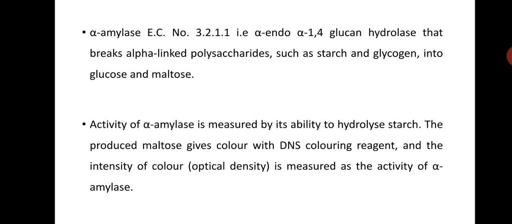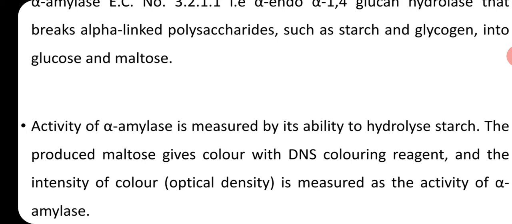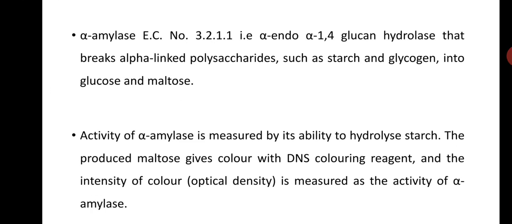Okay, so when I'm talking about alpha amylase, the nomenclature is mentioned over here. This EC is Enzyme Commission. If you have studied the chapter of enzyme, the classification of enzyme, it is like this: 3.2.1.1. This is the naming of this enzyme. There are six broad such classes of enzyme: oxidoreductase, transferase, hydrolases, lyases, isomerases, and ligases. So if the first digit is three, it means hydrolases. This is hydrolases, right? So it breaks down polysaccharides such as starch and glycogen into glucose and maltose. It's a very simple concept, right?